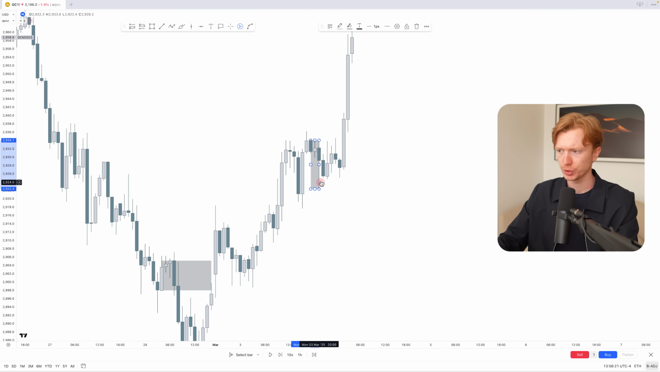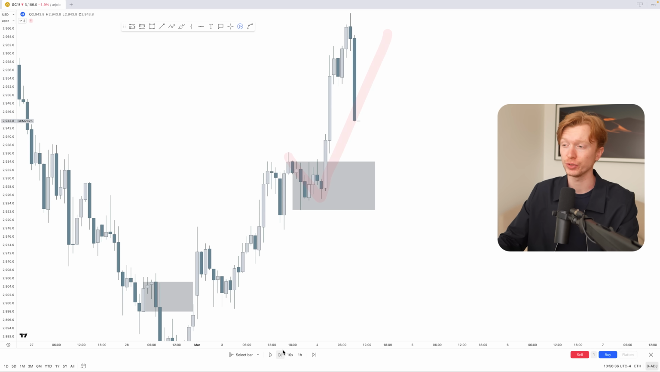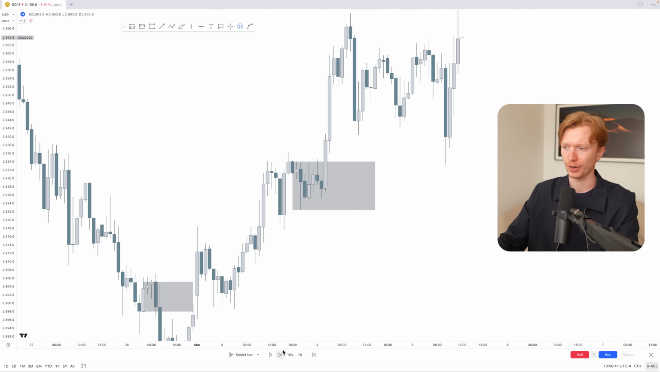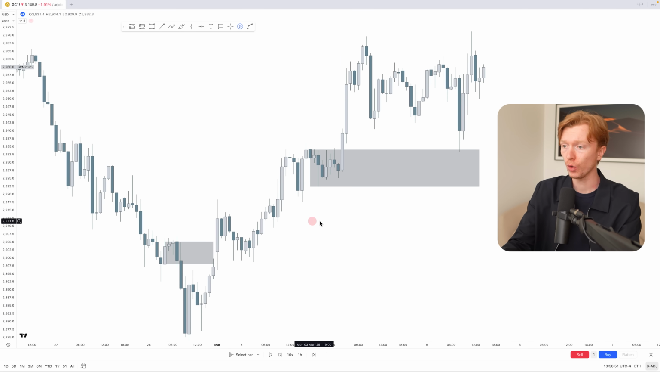So the difference between a mitigation block and an order block, for example, is that a mitigation block doesn't have to have consecutive down candles or consecutive up candles. It's just a full retracement right there before we continue higher. That in itself is also a block that we can retrace back into to then potentially continue higher from, like we see right there.